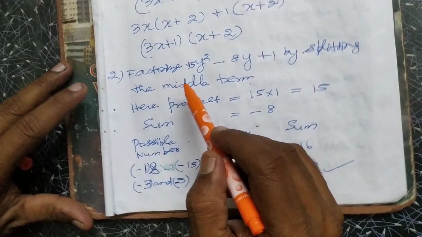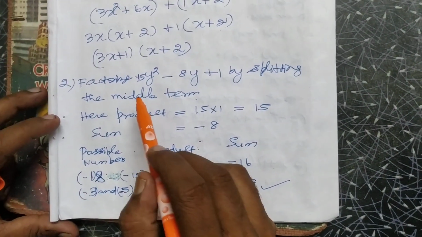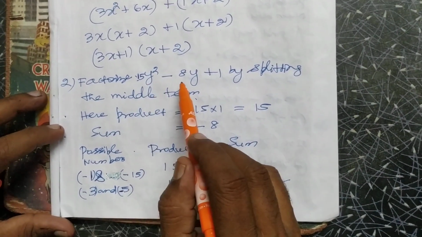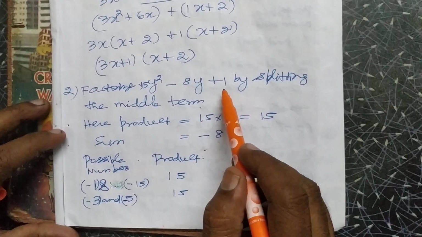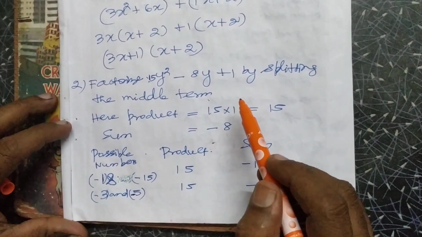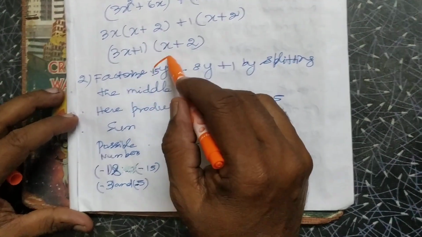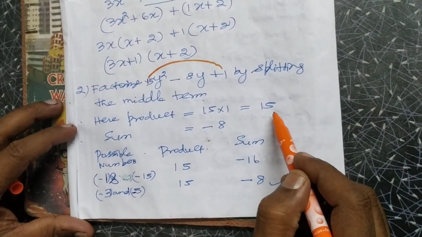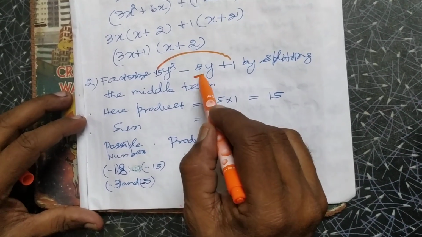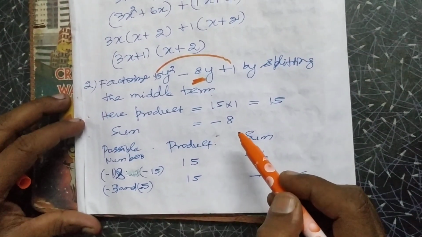Next, second question. Each type I have done. 15y square minus 8y plus 5. Here, by splitting the middle term, the product is 15 into 1.